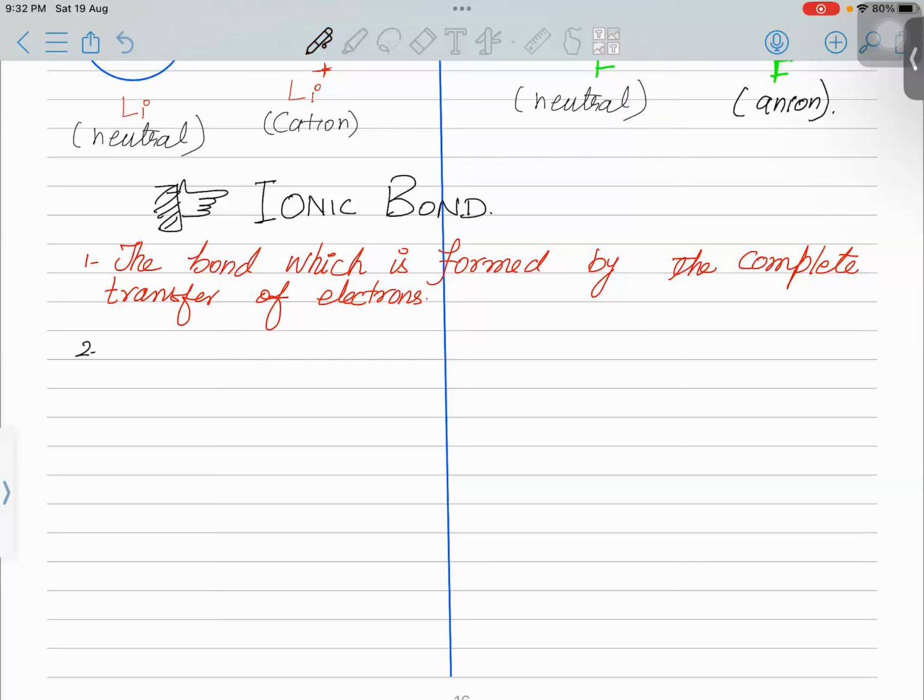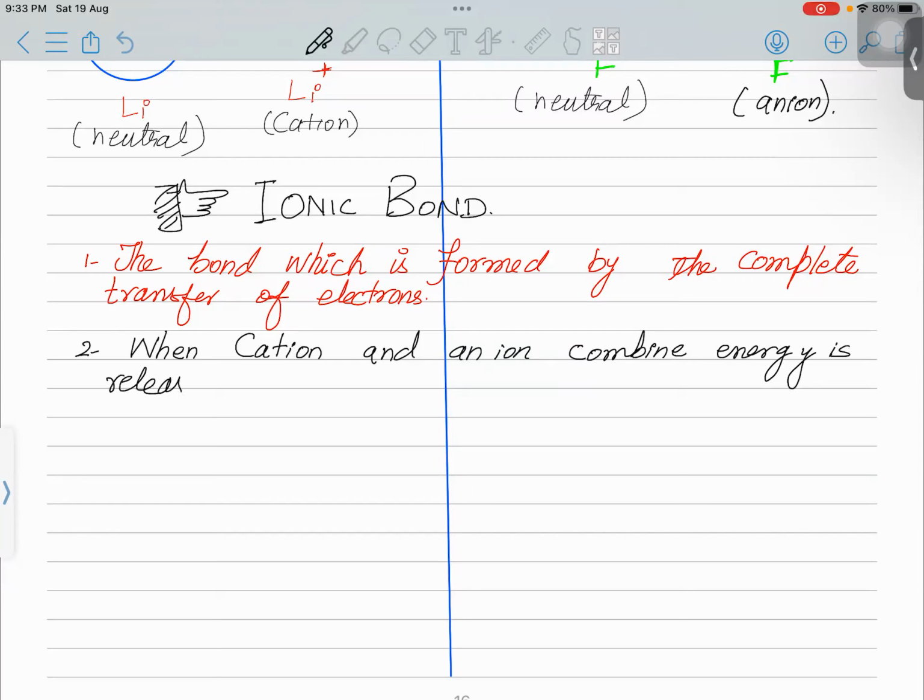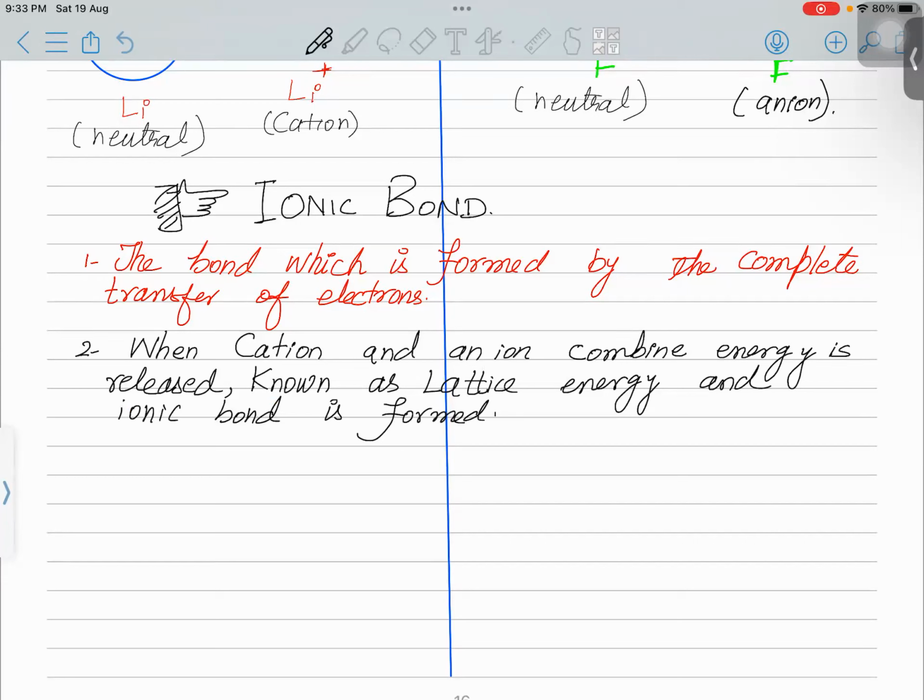Point number two: when cation and anion combine, energy is released, known as lattice energy, and ionic bond is formed.